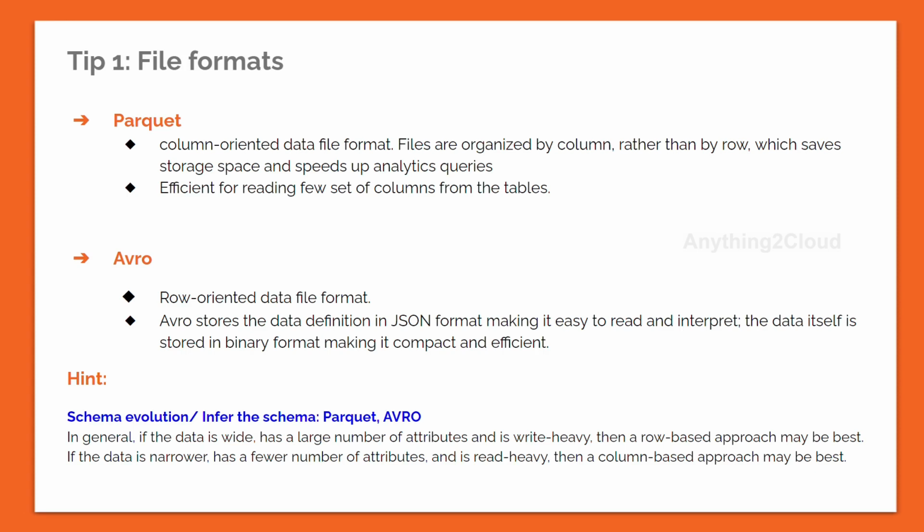In general, if data is wide, has a large number of attributes, and is write heavy, then a row-based approach may be best. In this case, Avro is the best. If the data is narrower, has a small number of attributes, and is read heavy, then a column-based approach may be best. In this case, Parquet is the best.